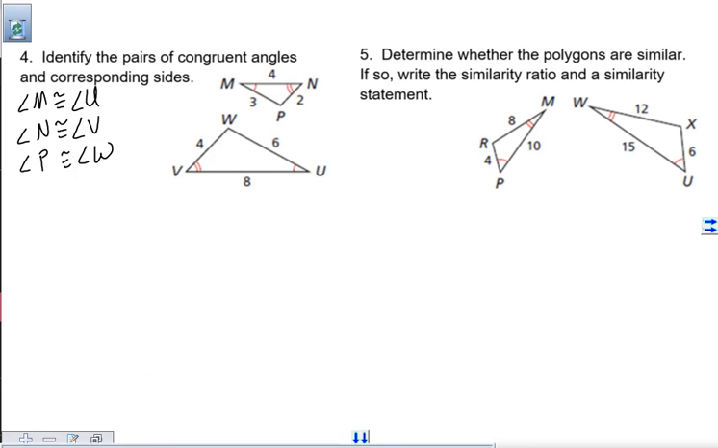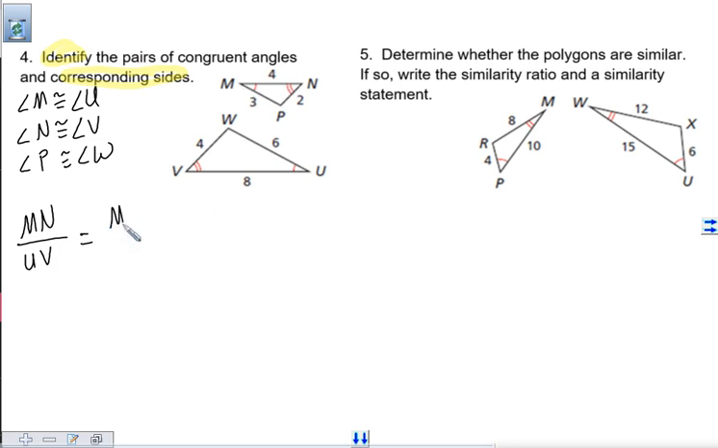And then this said to identify the corresponding sides. So we were setting up a proportion, naming the sides, not using the numbers, because we are identifying the corresponding sides. That means MN, that is our longest side, matches up with UV. And I know that U matches up with M and N matches up with V, so I need to stick with that.